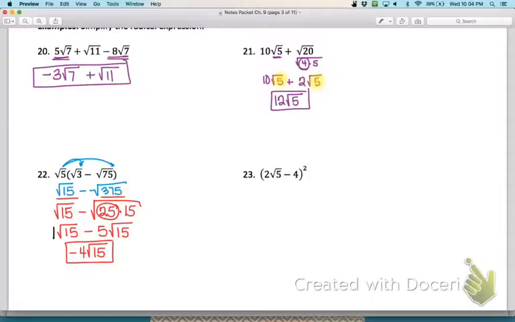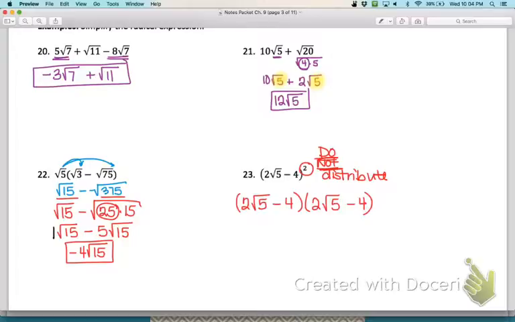So for the last one, don't forget the rule. You cannot distribute this exponent. You're never allowed to distribute exponents. There is no distributive property for exponents. Okay? So we have to think instead, what does it mean when I square something? That means multiply it by itself. 2 root 5 minus 4 times 2 root 5 minus 4.